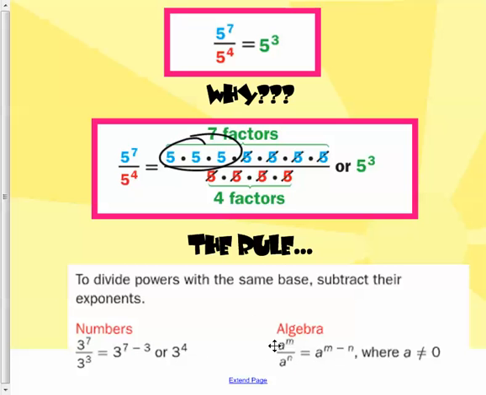For algebra, as long as you have the same base, let's call it a, and you have the exponent m in the numerator, you would take the m minus the exponent in the denominator, which we're calling n, and you would subtract. A cannot be 0 though. Making sure that a is never 0 is key, because that would give you that divide by 0 error, which is no solution. So that's why you have to be careful of that little piece of information.